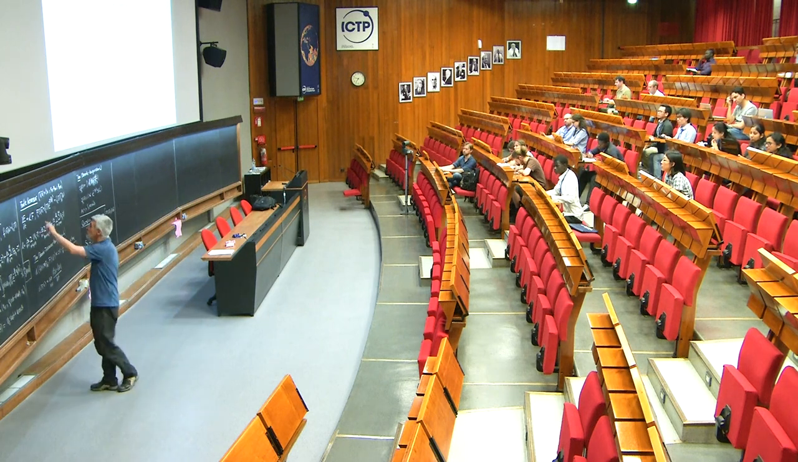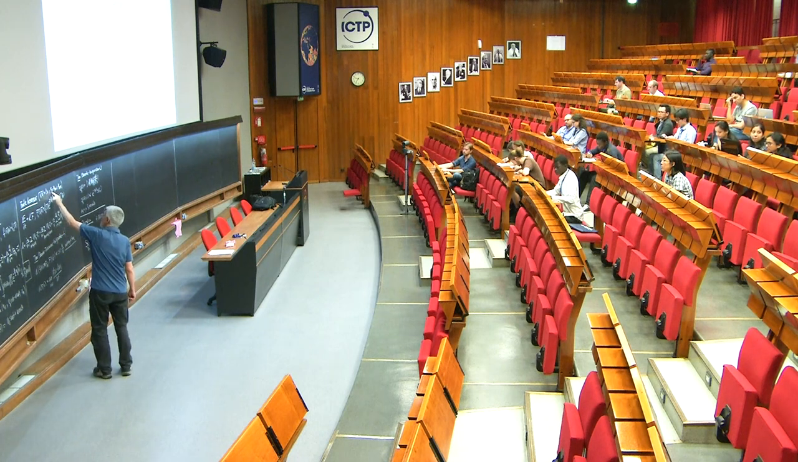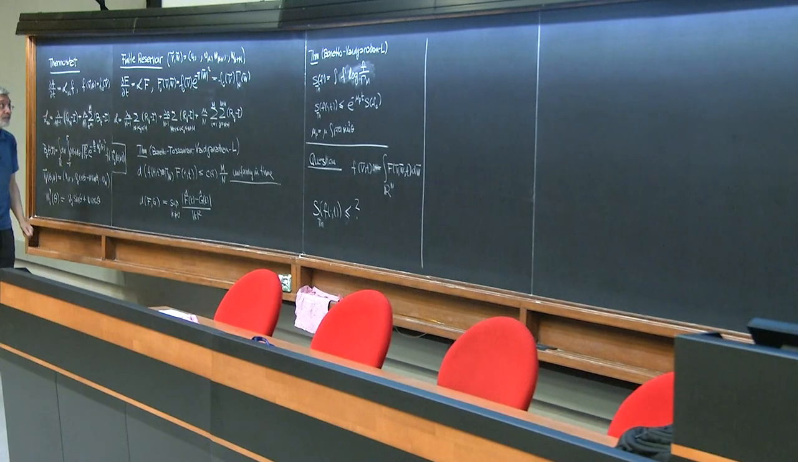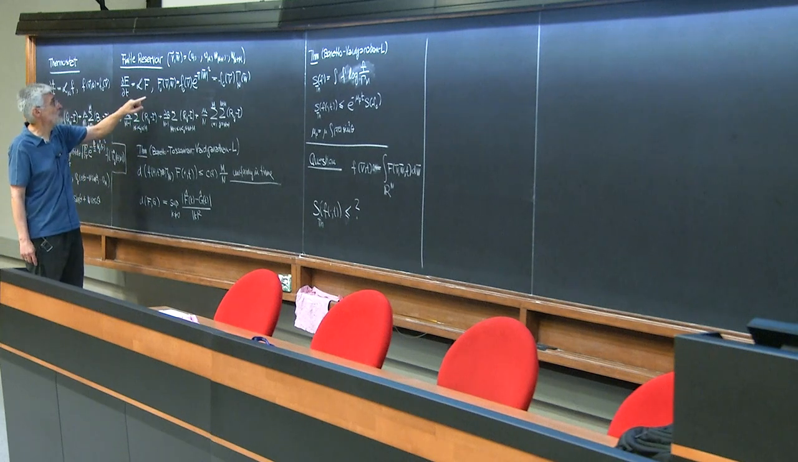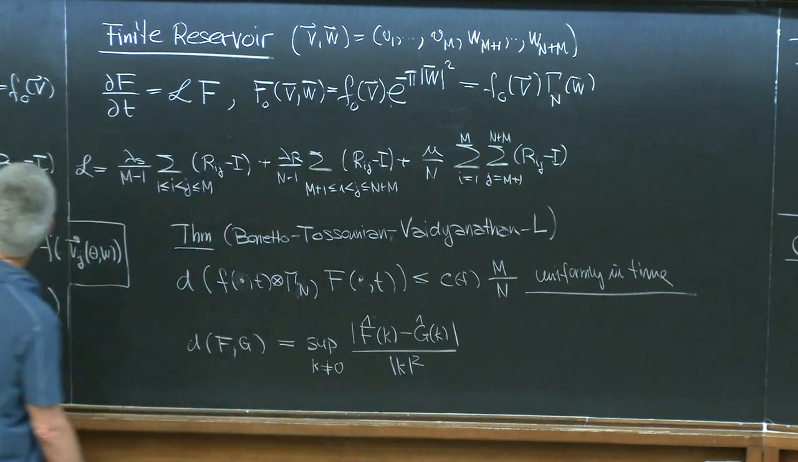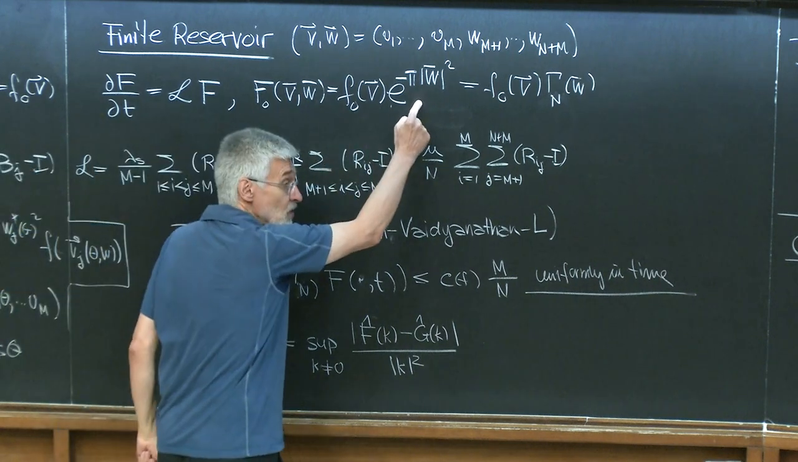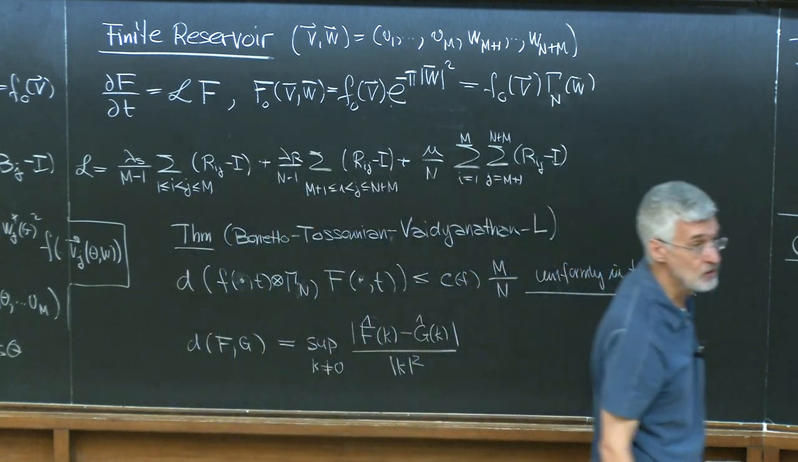Now you say yourself, let me put myself in a finite reservoir. So I have my system's coordinates, v1 to vm, and then I have the reservoir coordinates, w_{m+1} to w_{n+m}. So you look again at the master equation. This time, of course, it's a master equation which acts on functions of two variables, v and w. And my initial condition is, again, the same initial condition that I had here. The f0 is the same, but the reservoir I put in a thermal state. So that's what my initial condition is.